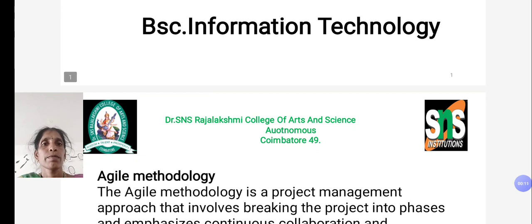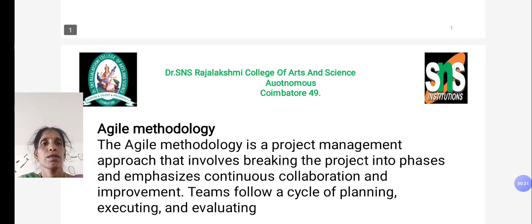I am going to explain about Agile methodology in software project management. The Agile methodology is a project management approach that involves breaking the projects into phases and emphasizes continuous collaboration and improvements. It is teamwork, so the teams follow a cycle of planning, executing and evaluating.